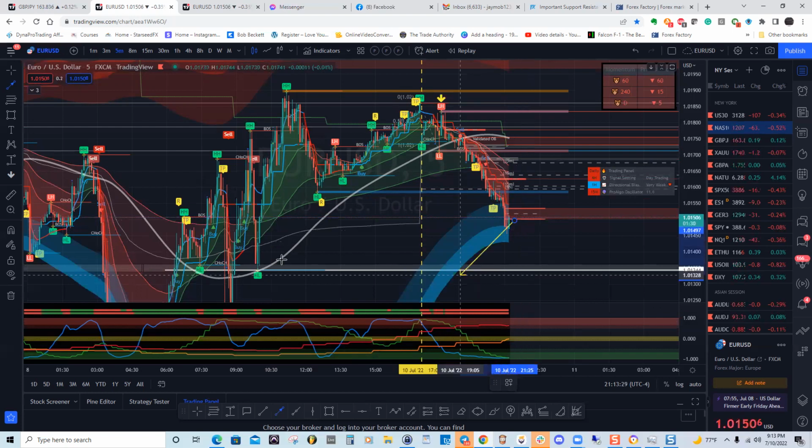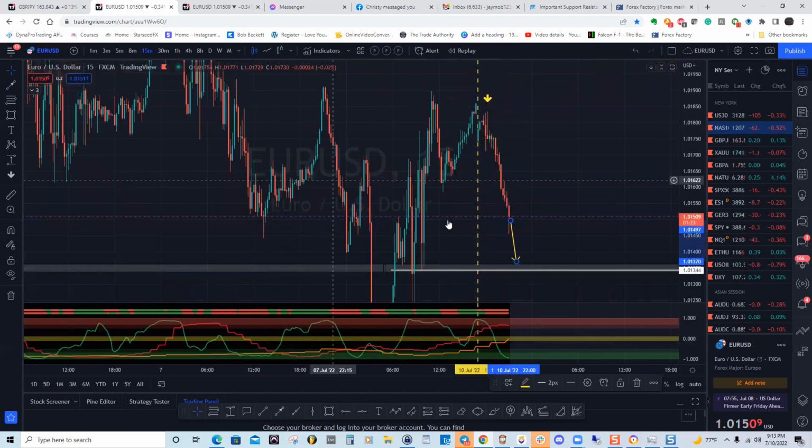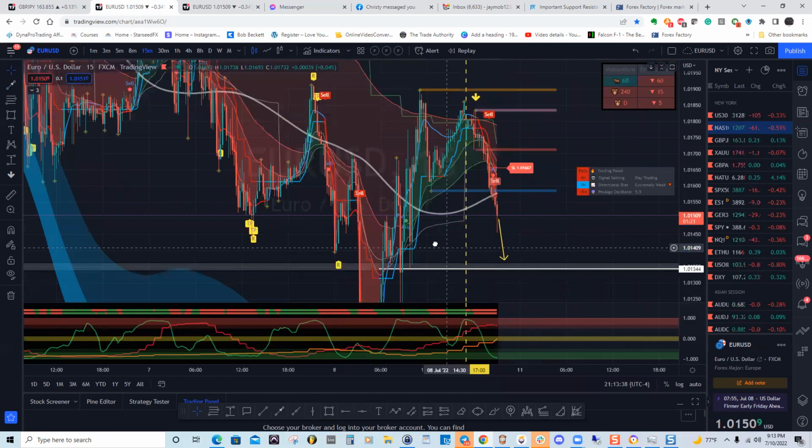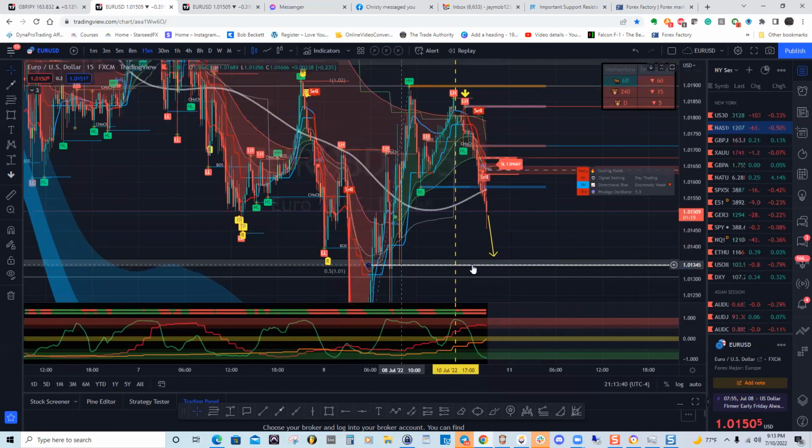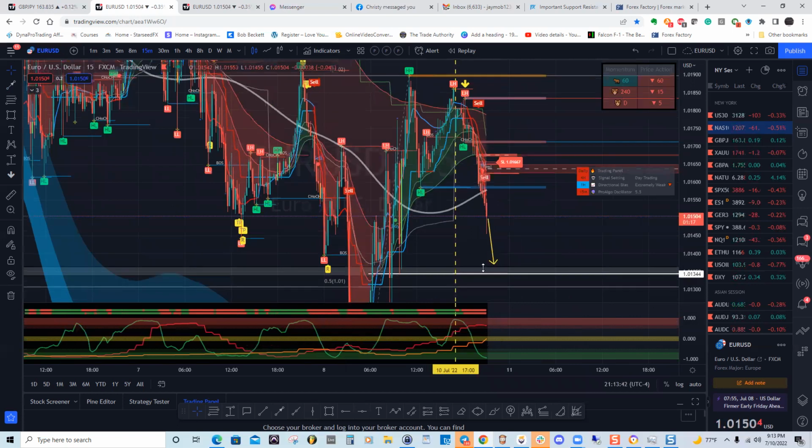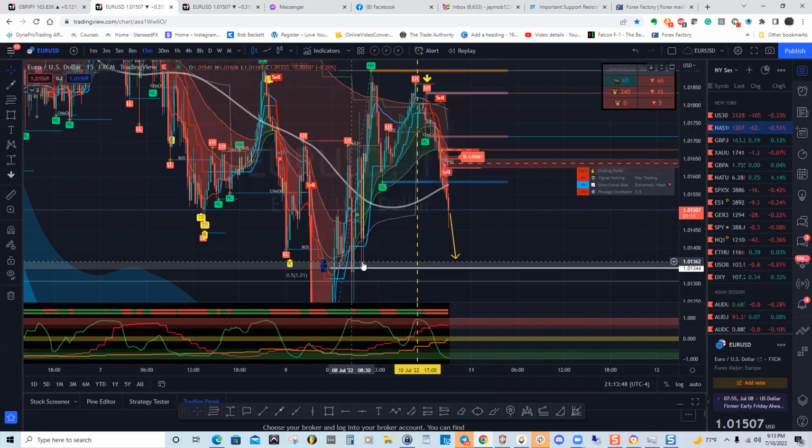Can you go to the 15-minute real quick? I just want to see if that actually looks like a road. Yeah, see, it's already been down here. Right in this area right here, it went down hard. So there's a lot of action over here.